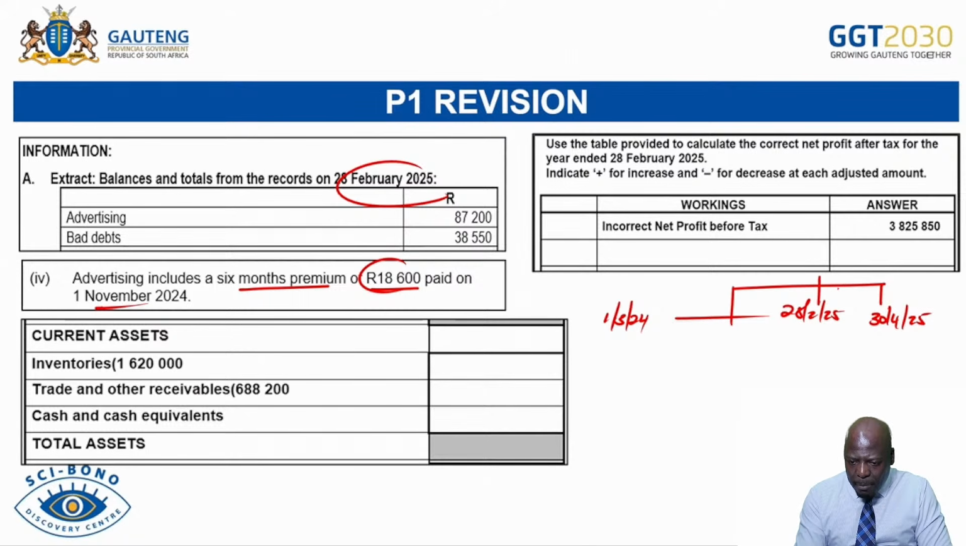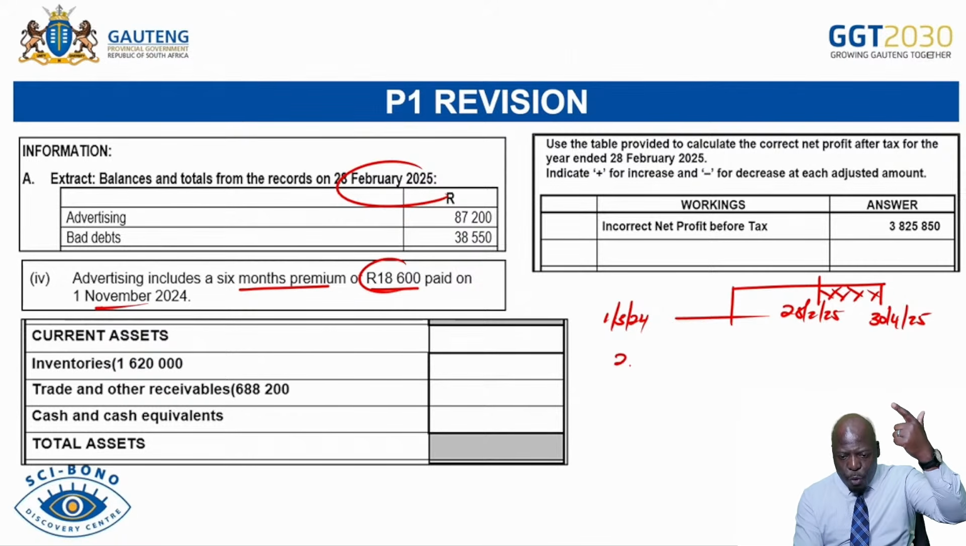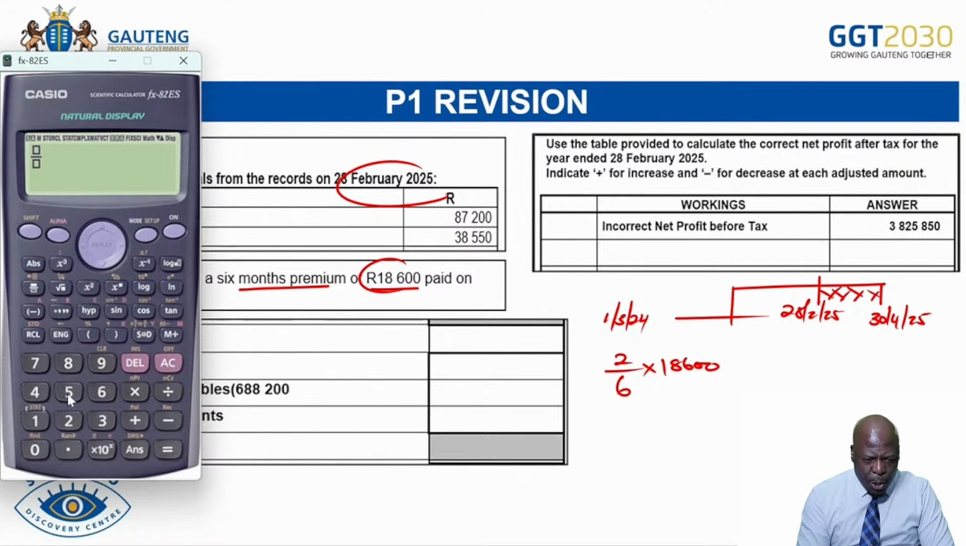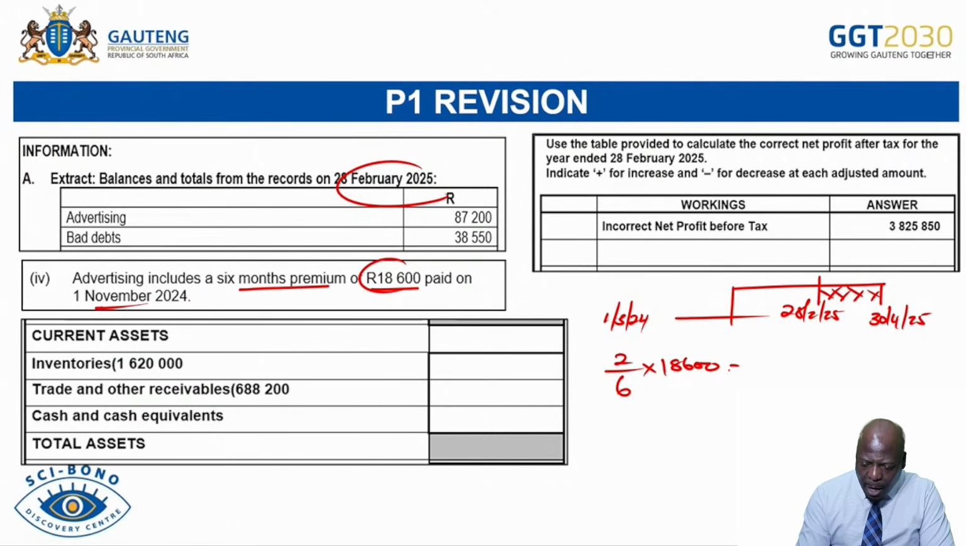Our problem therefore becomes here. This therefore becomes our problem, which is March and April. So you have 2 months that have stepped out of the entire 6. Multiply that by 18,600. Then we come here and we now say 2 months have stepped out of the 6. And then you multiply that by 18,600. And that's going to give me 6,200. So 6,200 therefore becomes my prepaid expense.